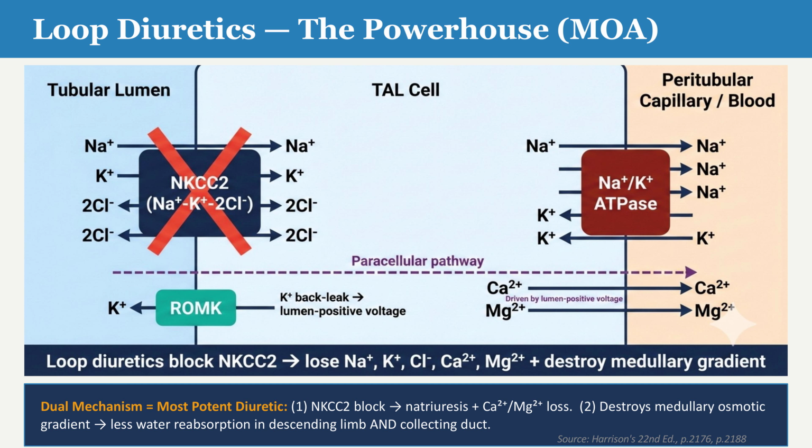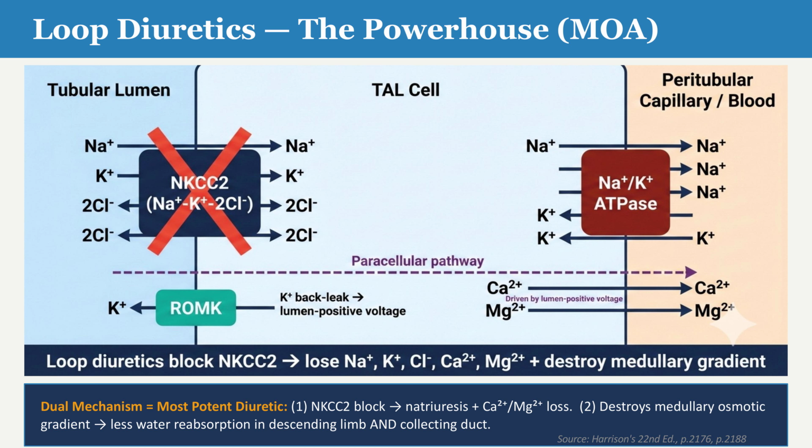Now we arrive at the thick ascending limb, and this is where the heavy hitters work. Loop diuretics are the most potent diuretics we have, and the reason comes down to a dual mechanism. First, they block the NKCC2 cotransporter, which stands for sodium-potassium 2-chloride, and that directly prevents sodium reabsorption, a lot of it, because the TAL handles a huge fraction of the filtered sodium load. But the second mechanism is what makes them uniquely powerful.